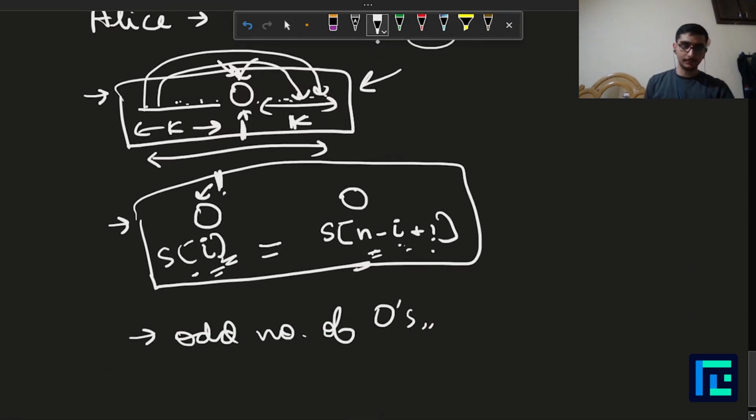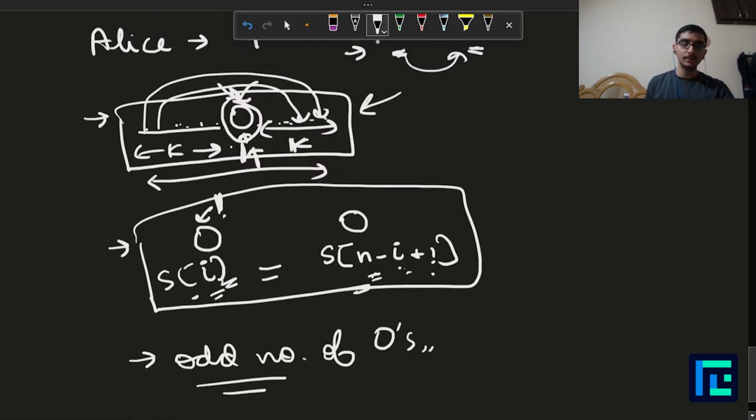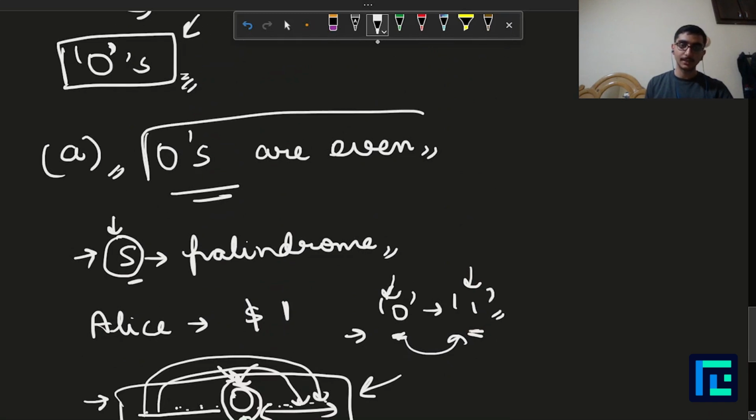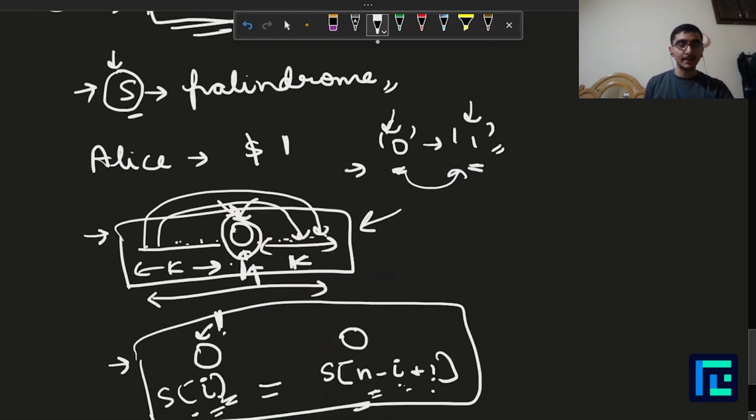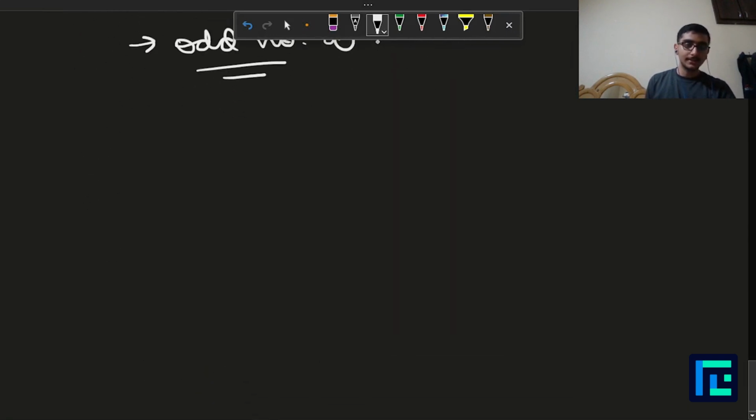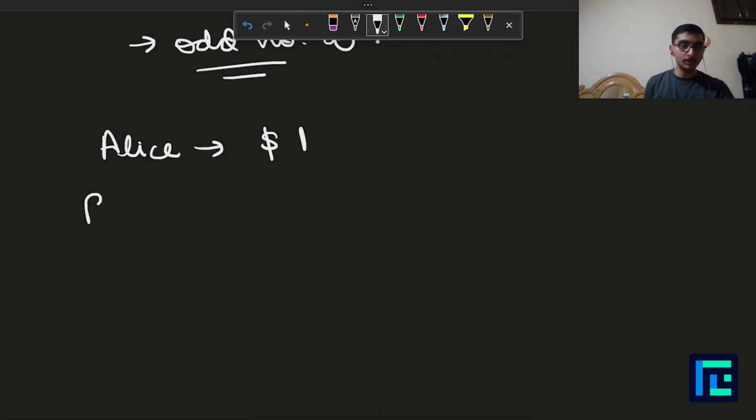So that means if you ignore this 0 for once, there would be an even number of zeros, right? And then adding the 0, there would be an odd number. So we can say if there exists a 0 as a middle character, then we would always have an odd number of zeros, which is not possible because we are considering the case where zeros are even. So no matter at what position we change the 0 to a 1, our string will not be a palindrome.